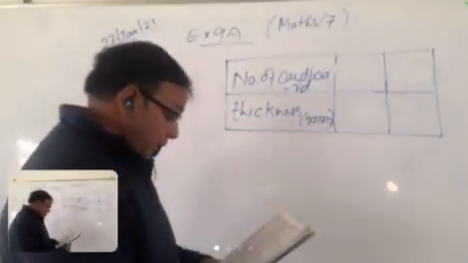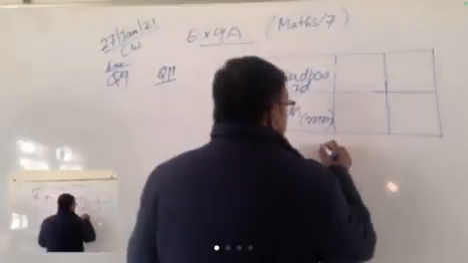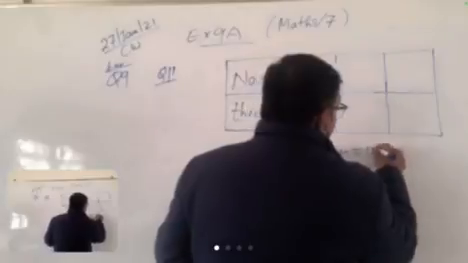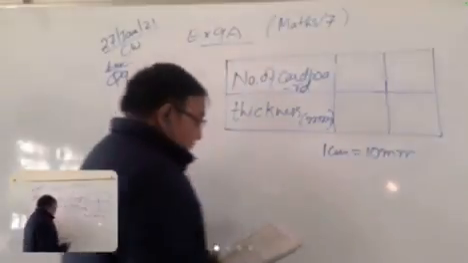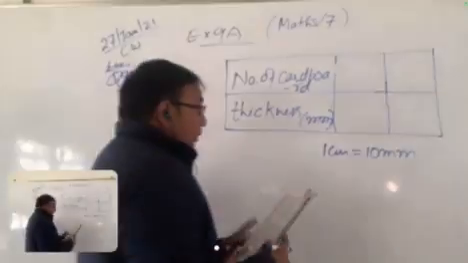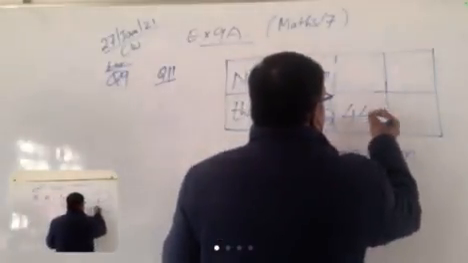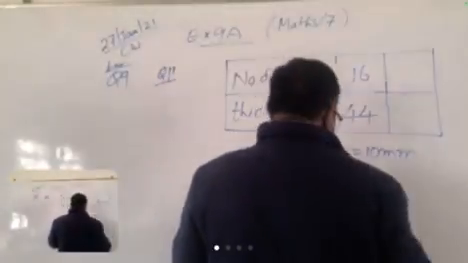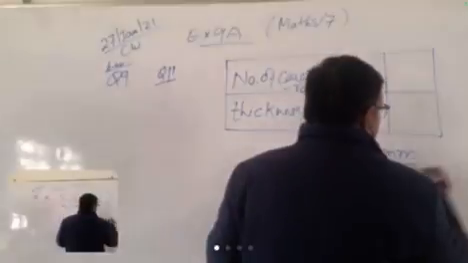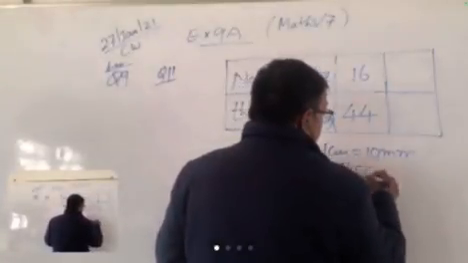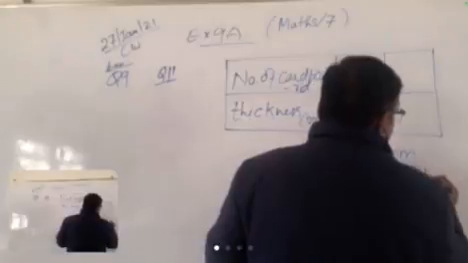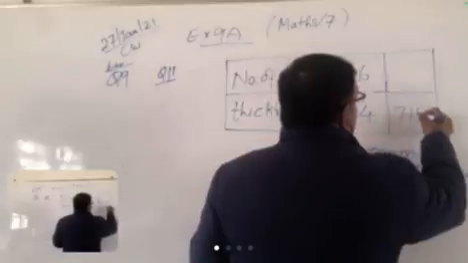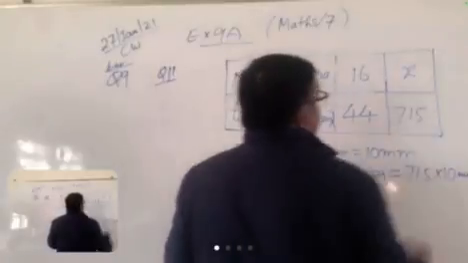Okay, so we know that 1 centimeter is equal to 10 mm. So if it is 44 millimeter thick, then the number of cardboard is 16. Now, if it is 71.5 centimeter, it means that 71.5 multiplied by 10, then it is in millimeter. So it will be 715. And here we write x.